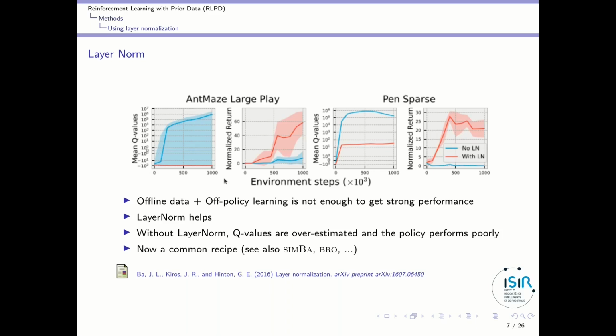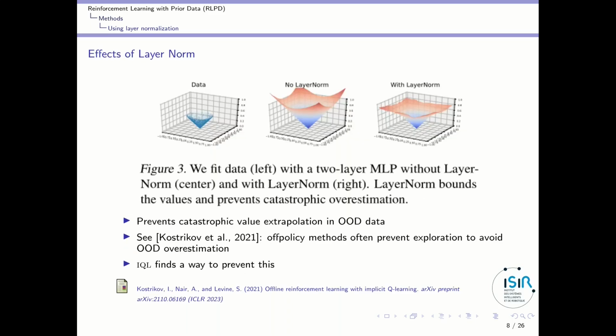But first, let's have a look at the results. So here you have the Q values, either using layer norm or not using it. Here also these are Q values, and you can see that if you don't use layer norm, you tend to have a strong overestimation bias. And this is also visible in the performance of the policy, which performs much better when you use layer norm than when you don't. And the authors explain why layer norm works.